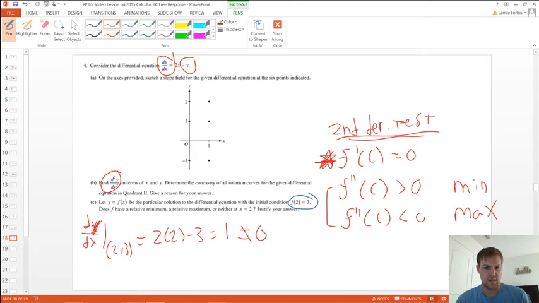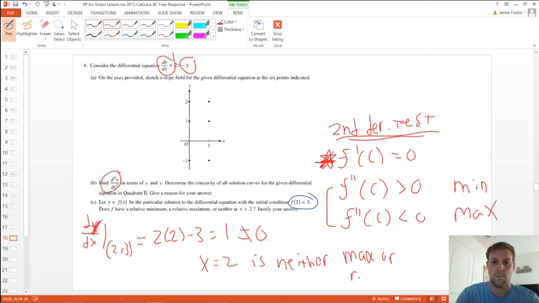So if we have a point that's not critical, then it can't be a max or a min. So we're going to say that x equals 2 is neither a max nor a min. And your justification is this work right here, saying that the first derivative equals 1. It's not a critical point. Okay, so there you have it. Not a min or a max because the derivative has to be 0.